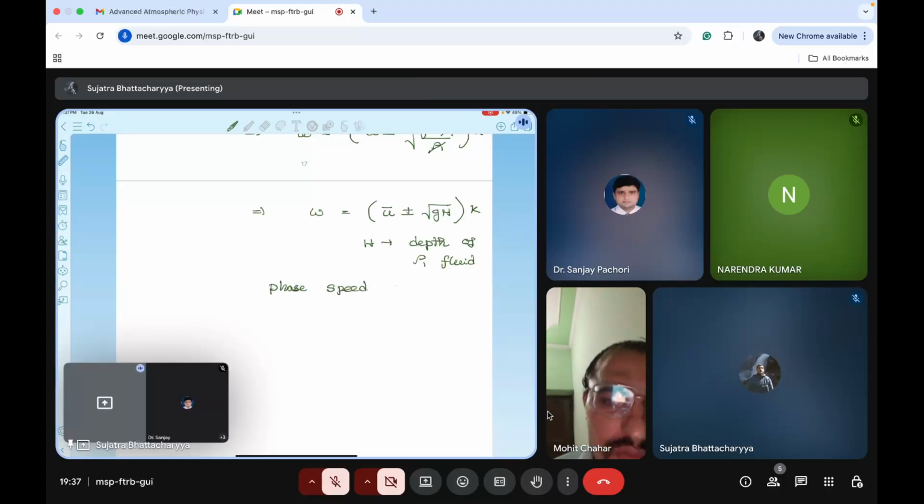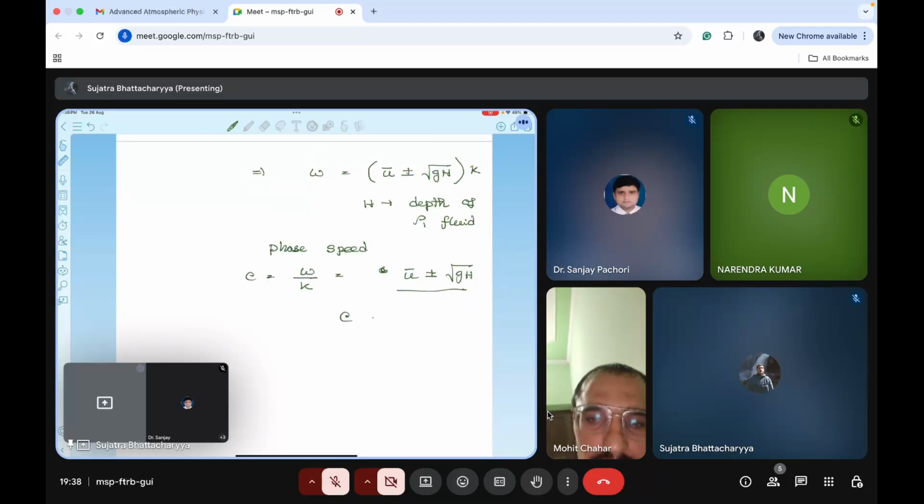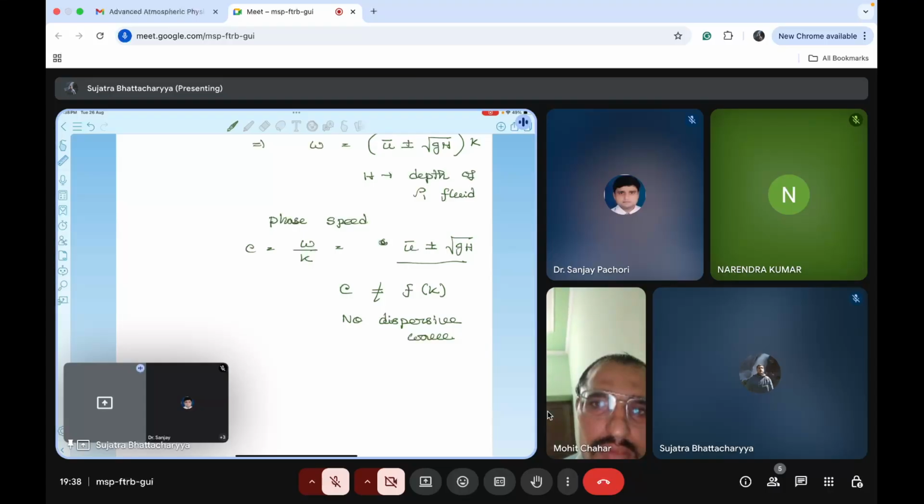So how to see the phase speed of a wave? Just take omega by k, that is equal to nothing but u bar plus minus root g h. So you can see that c, the phase speed, is not a function of the propagation vector k or the wave number. If c is not a function of wave number, we can clearly see that this is non-dispersive. So this is also a non-dispersive wave, just like the acoustic waves.